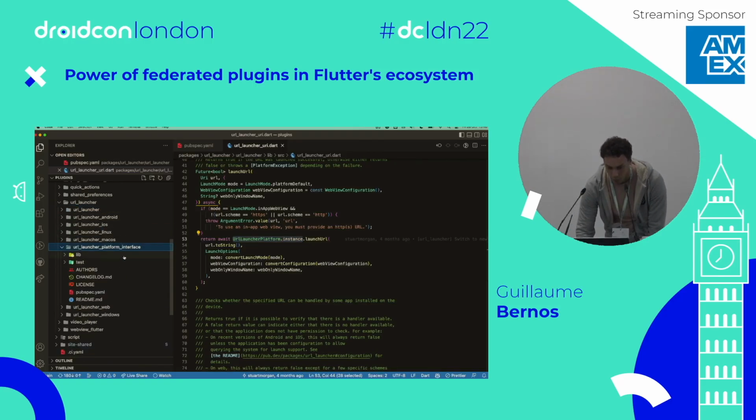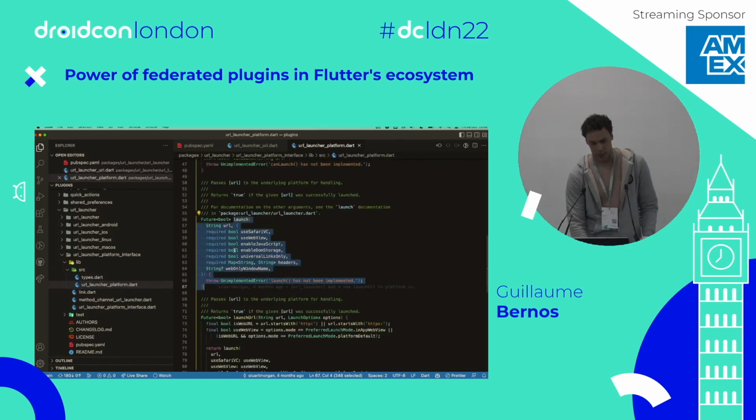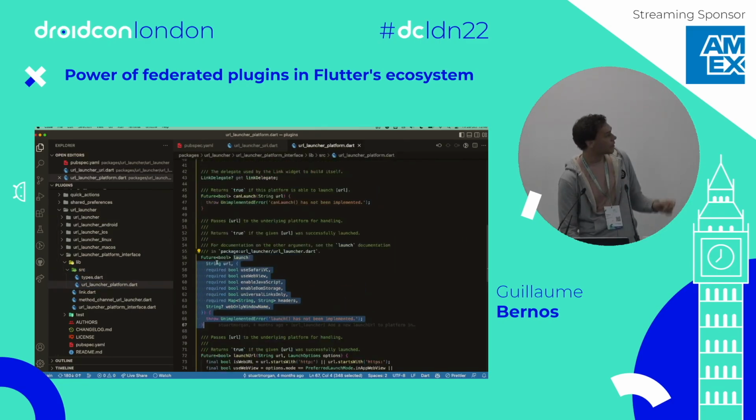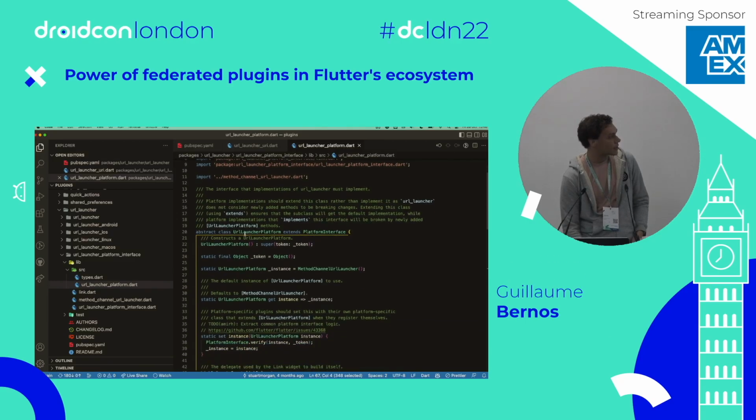basically the one that all implementations will have to implement in order to be recognized. So we can find it right here. If I go up, you can see that this is an abstract class, which is a platform that extends the platform interface. I will explain it a bit, but basically a platform interface is something that makes sure that you have implemented every method correctly.